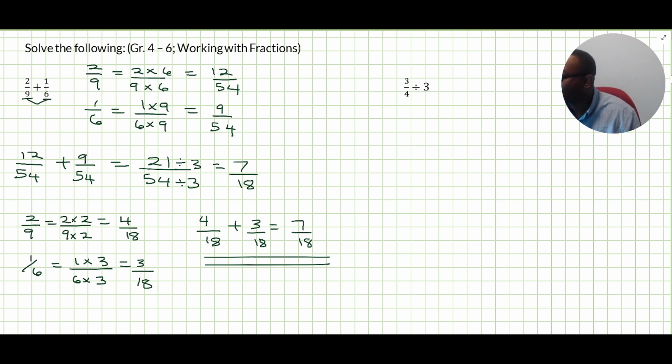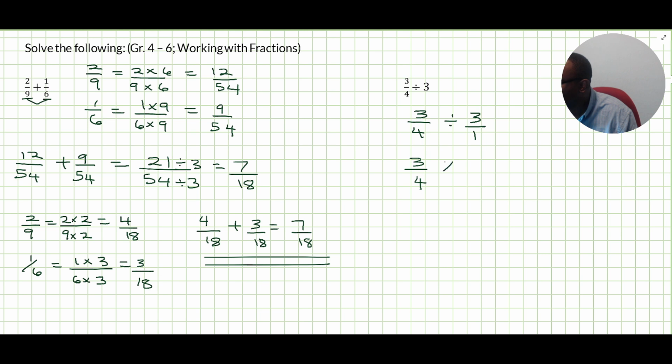All right, the last question on this page. So 3/4 divided by 3. So when you're dividing by a whole number, you always want to express your whole number as an improper fraction. So this is going to give us 3/4 divided by 3 over 1. And now we need to change the division to a multiplication sign. So I'm going to leave 3/4 alone. So the fraction to the left gets left alone.